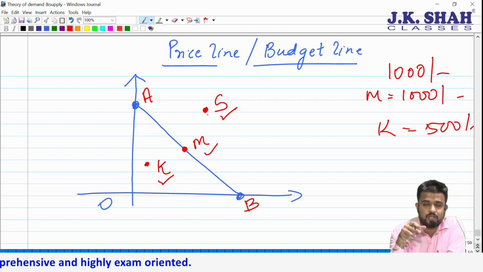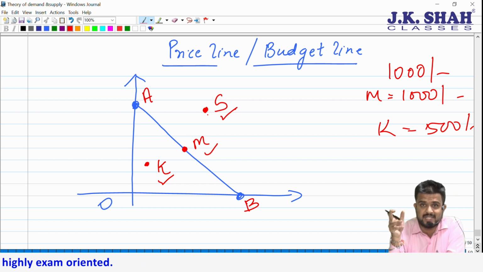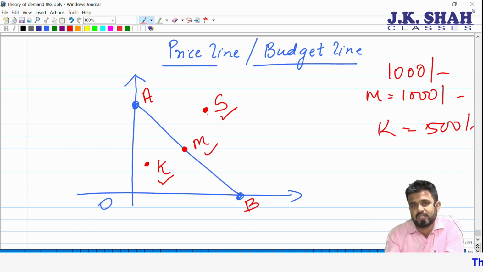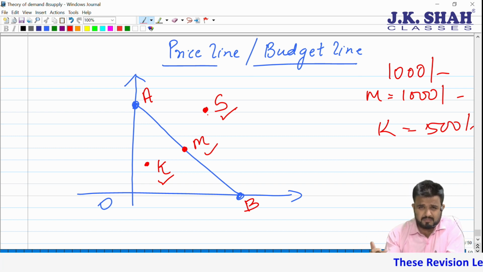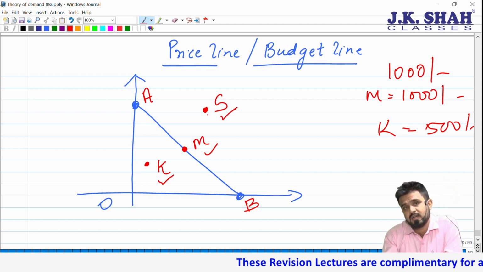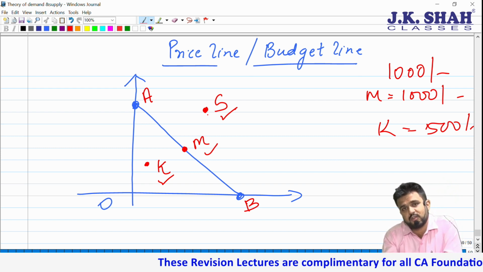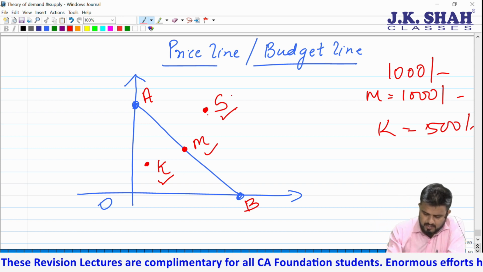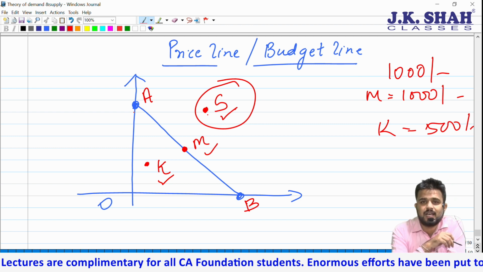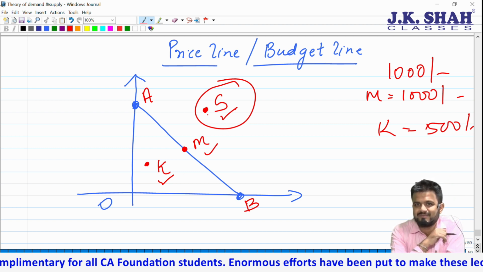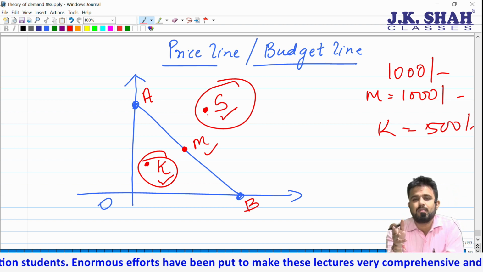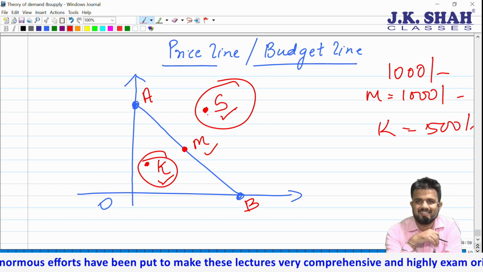But if given a choice, can I say we will select point S? Because the point which is far will always give you higher satisfaction. But can I say it is away from the budget? It is far more expensive than your budget. So I would put it this way: point S is desirable but not achievable. Point K is achievable but not desirable because satisfaction is lowest.